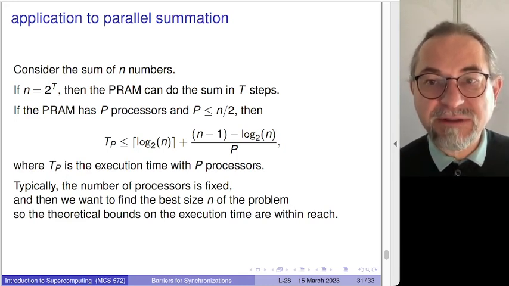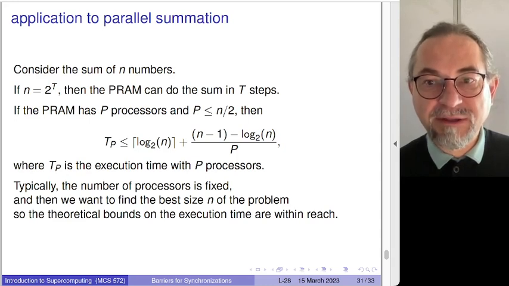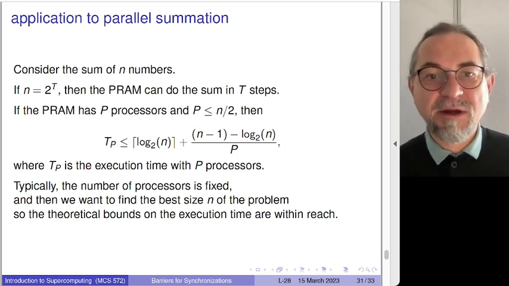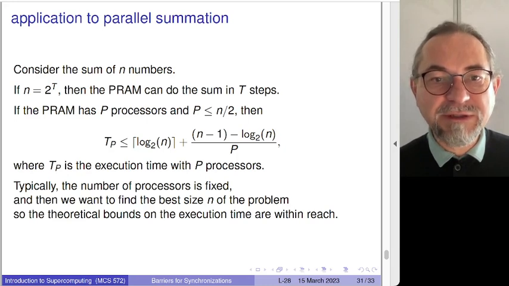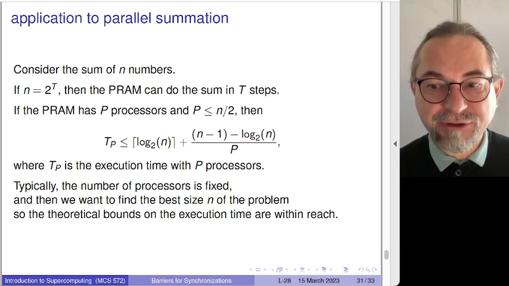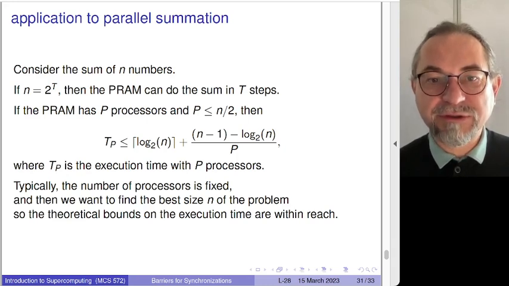So what's now the use of this theoretical analysis? Well, in the definition of the previous algorithms, I was assuming that P, the number of processors, and the size of the data are the same. So the consequence of this is that if you have a number of elements that is exponential, 2 to the power t, then this model can do the sum in t steps, or it is the logarithm of n.